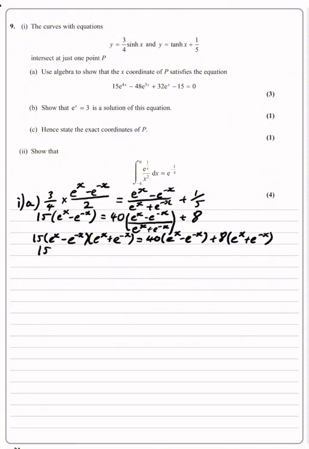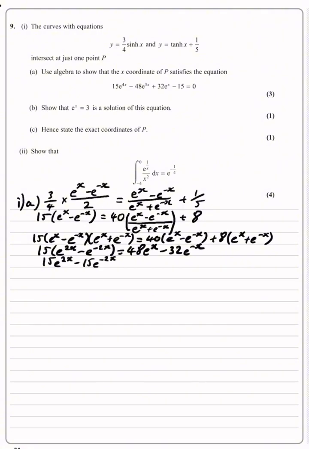Start expanding things out now. On the left-hand side, it's almost a difference of two squares. We end up with e to the 2x minus e to the minus 2x, and then expanding the right-hand side and collecting terms, 40 e to the x plus 8 e to the x is 48 e to the x, and minus 40 e to the minus x plus 8 e to the minus x is going to be minus 32 e to the minus x.